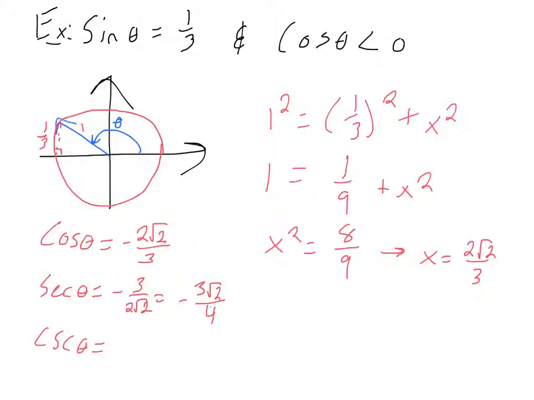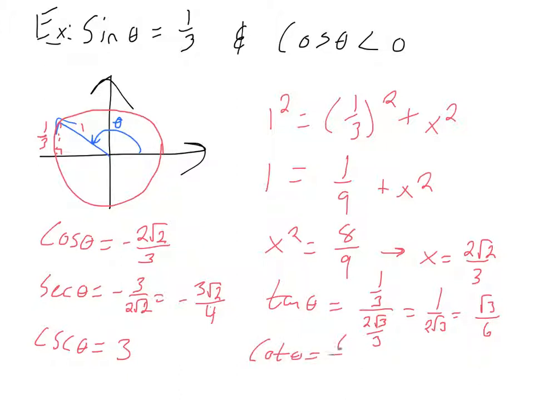Cosecant theta is going to be the reciprocal of sine theta, which is going to be 3. Tan theta is going to be sine over cosine, so 1/3 divided by 2 square root of 3 over 3. So the square root of 3, or the 3's cancel, leaving us 1 over 2 square root of 3. Rationalize the denominator, you get square root of 3 over 6. So cotan theta will then be 6 over square root of 3, the reciprocal, which when I rationalize the denominator is 6 square root of 3 over 3, which is just 2 square root of 3.